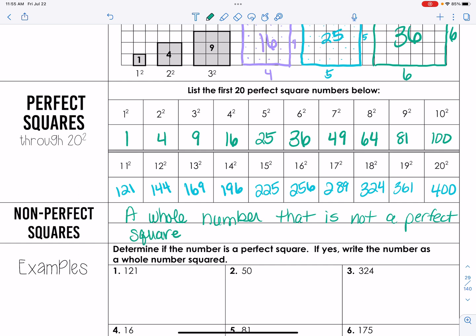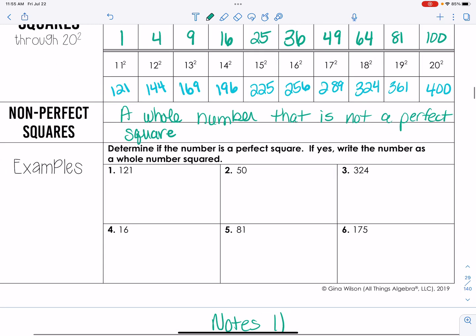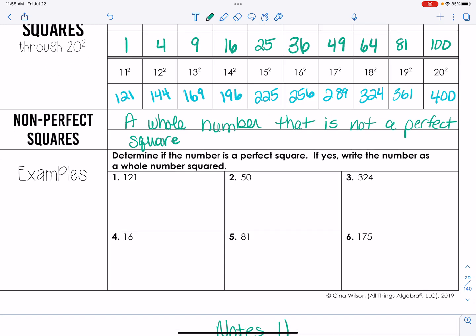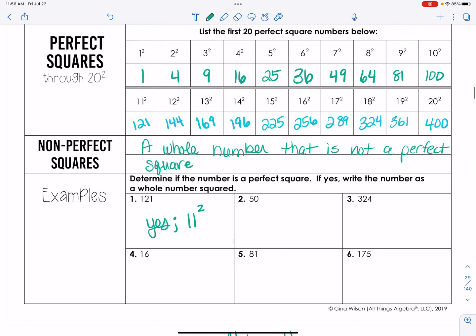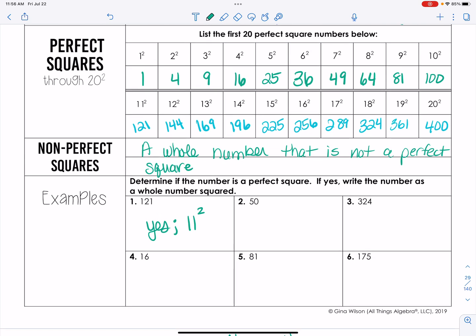Okay. So if the number is a perfect square, we're going to write yes, and then write it as the whole number squared. So like 121, yes, that's a perfect square. That is 11 squared. 50 is not on my list because 7 times 7 is 49. 8 times 8 is 64.